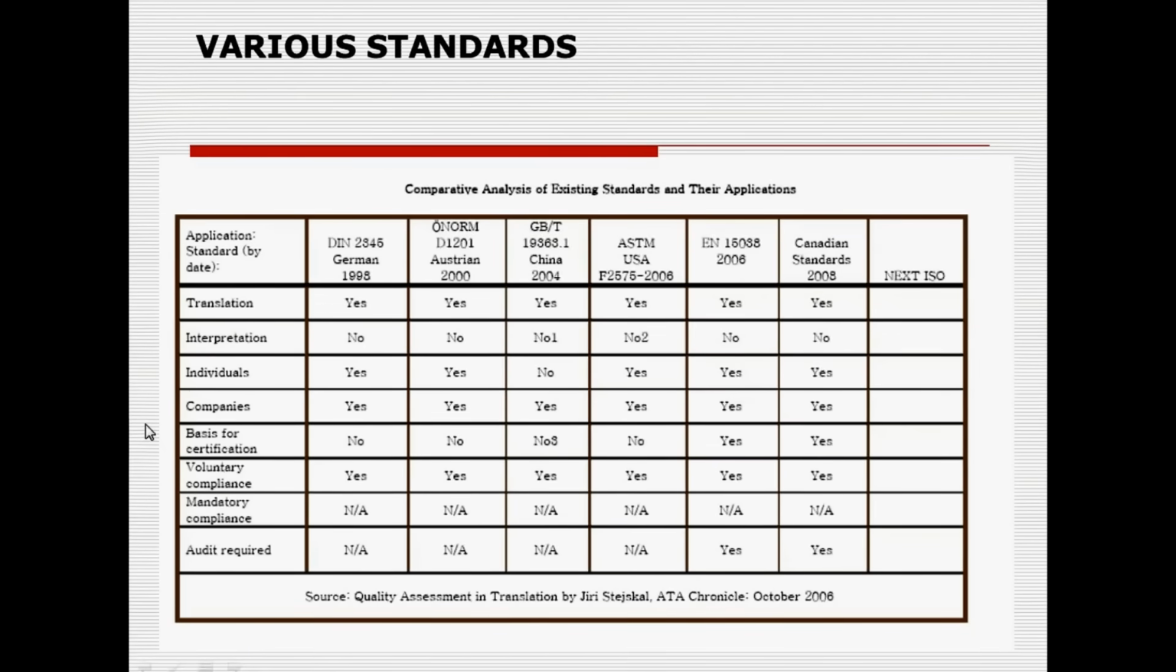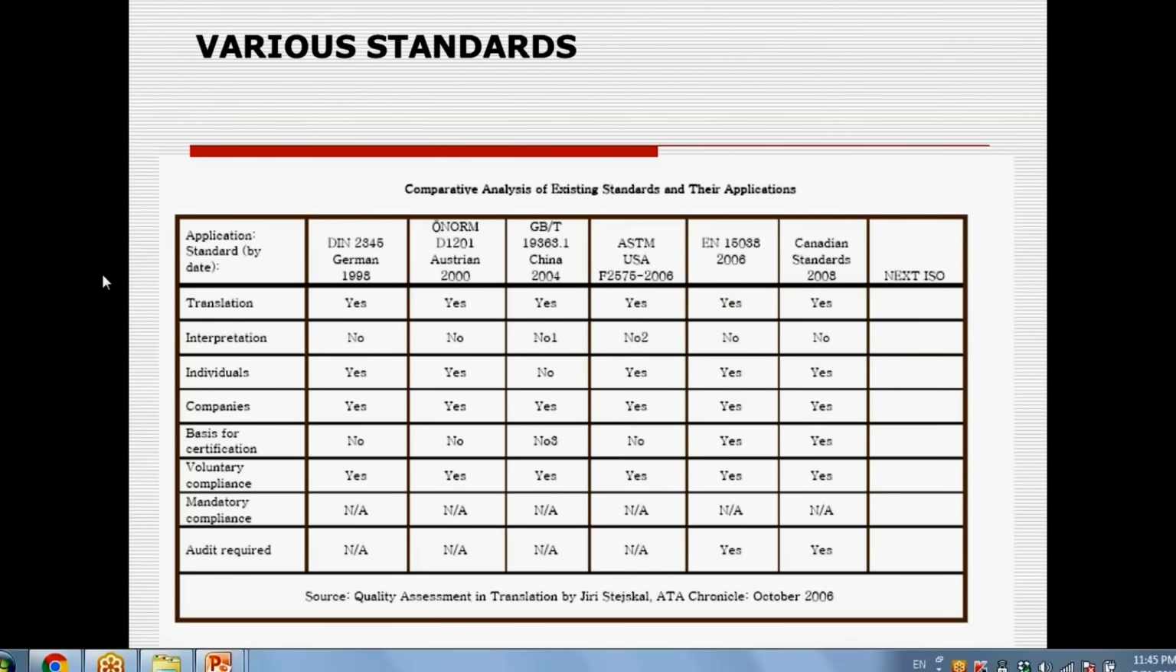So if you notice, we have DIN 2345, which started in 1998. Then we have the Austrian standard ÖNORM D1201, which applied in 2000. Then we have the Chinese standard that came into picture in 2004. Then the ASTM standard came into picture in 2006. This is F2575.